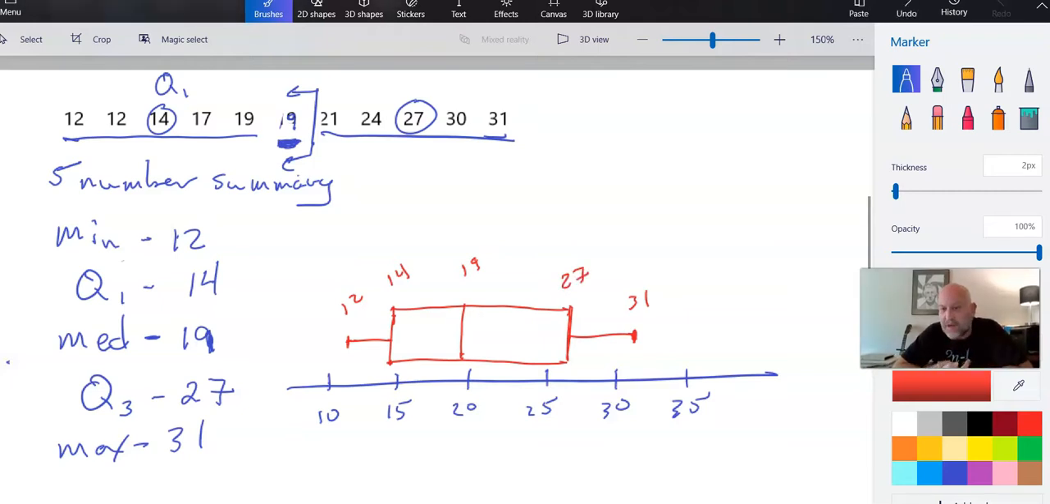Now, there's some things about these box and whiskers plots. One, I always ask this trick question in class. This divides the data into four regions, right? You have the one between 12 and 14, the one between 14 and 19, the one between 19 and 27, and the one between 27 and 31. Which one has the most data in it? What's interesting about that question is that all four of those spaces have exactly the same amount of data in them. Each one has exactly 2 data points.